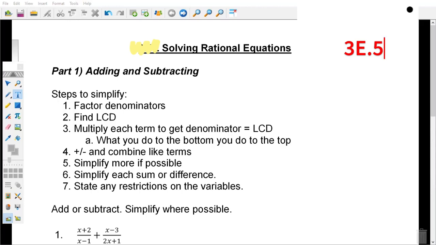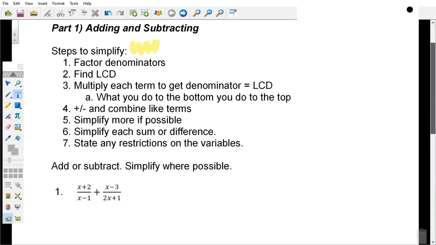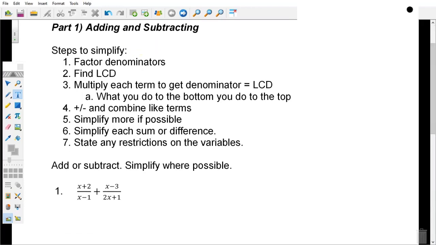Okay. So starting off, we're going to start off with part one. Part one is adding and subtracting. So when you're adding and subtracting, just like any other fraction, they need to have a what? Common denominators, right? In order to add and subtract fractions, they have to have a common denominator, okay?